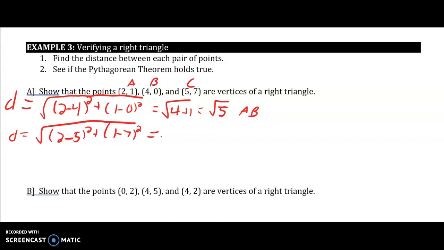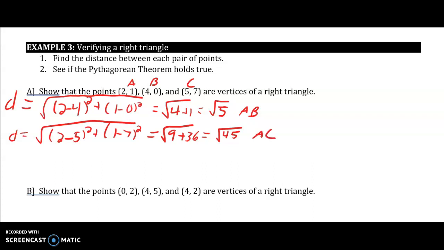Again, doing some mental math. This part is negative 3 squared, which is 9. This part is negative 6. You square that, you get 36. And what's that going to be? 45? I'm not going to simplify because I'm going to do something else with it.